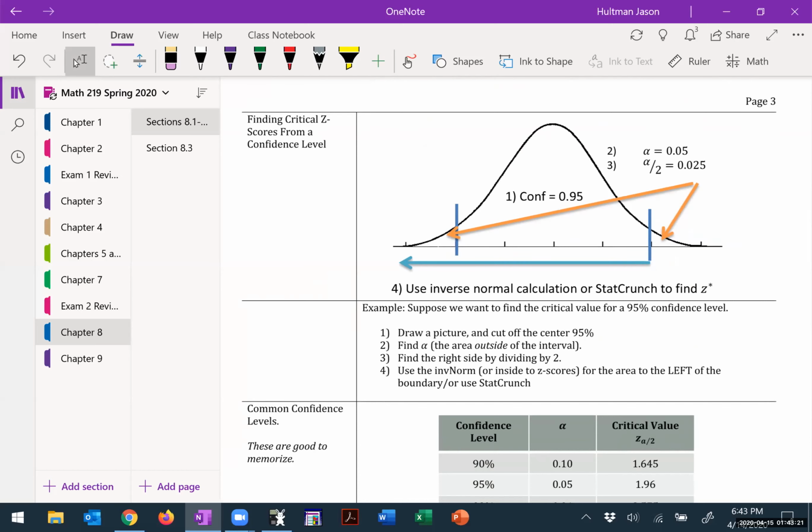Finding critical z-scores from a confidence level: use the inverse normal calculation or StatCrunch to find your z-stars. Let's say we wanted to find the cutoff. What are my z-scores for 95%?